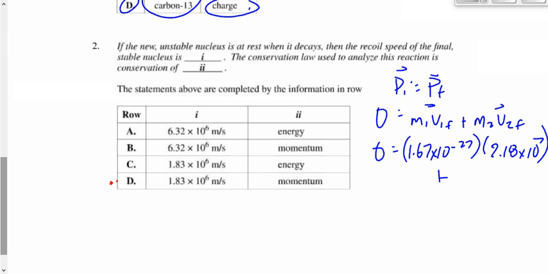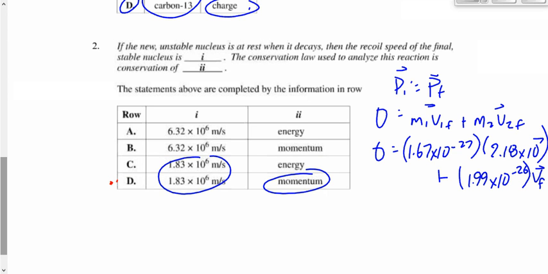Now, they also give me the mass of the new nucleus, the daughter nucleus. They give me that as 1.99 times 10 to the negative 26. And then we solve for VF, and we're going to get 1.83 times 10 to the 6 meters per second. And clearly we use the law of conservation of momentum. So the answer is D for that one.